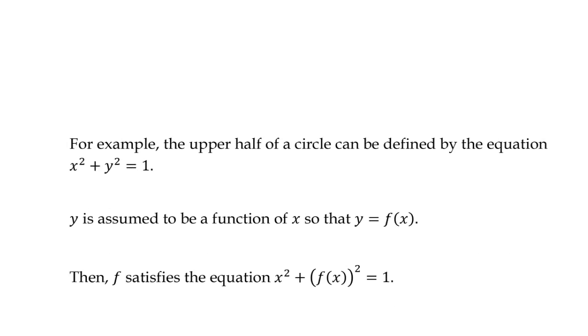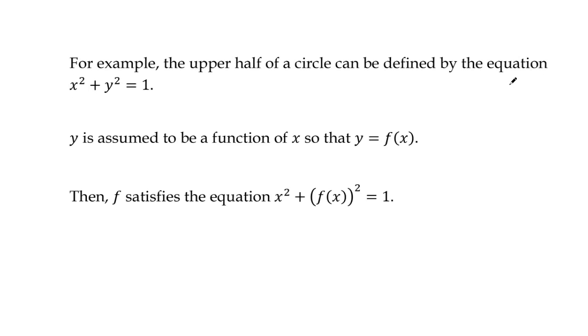Sometimes a function is not expressed in terms of x explicitly, such as f of x equals x squared. Instead, the function is defined implicitly by an equation that it satisfies. For example, the upper half of a circle can be defined by the equation x squared plus y squared equals 1.